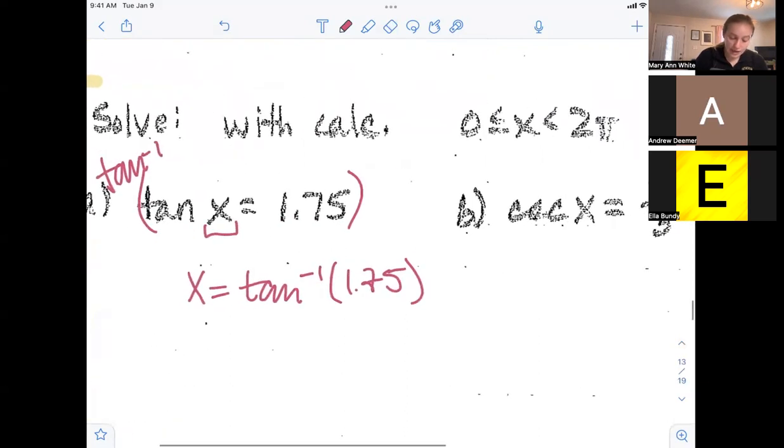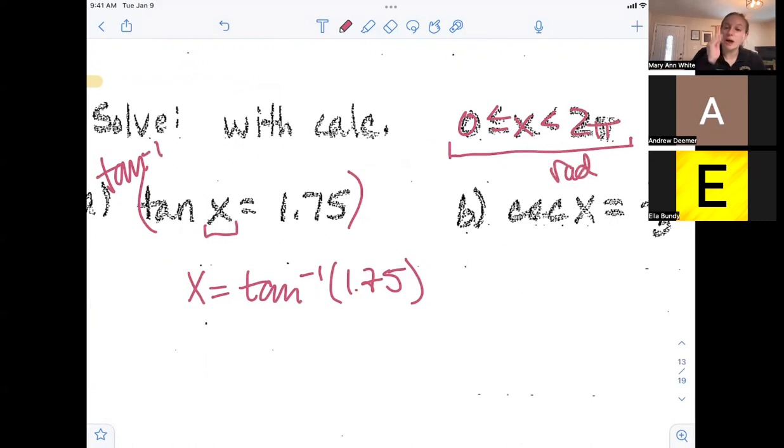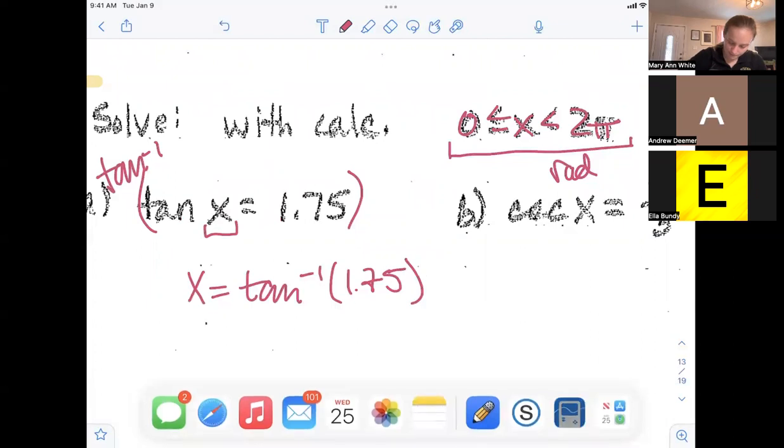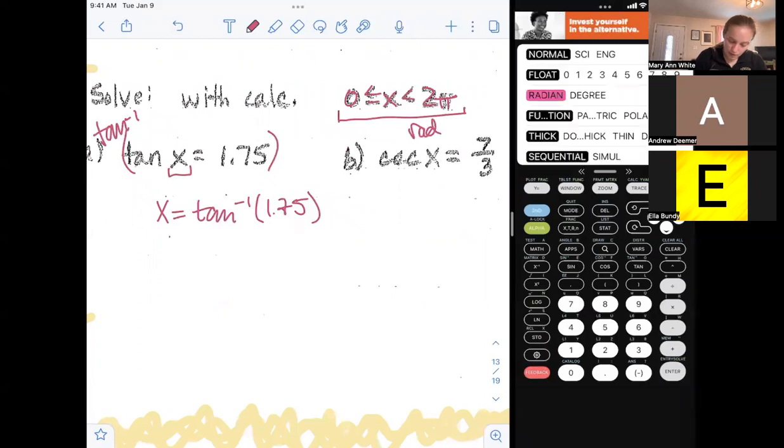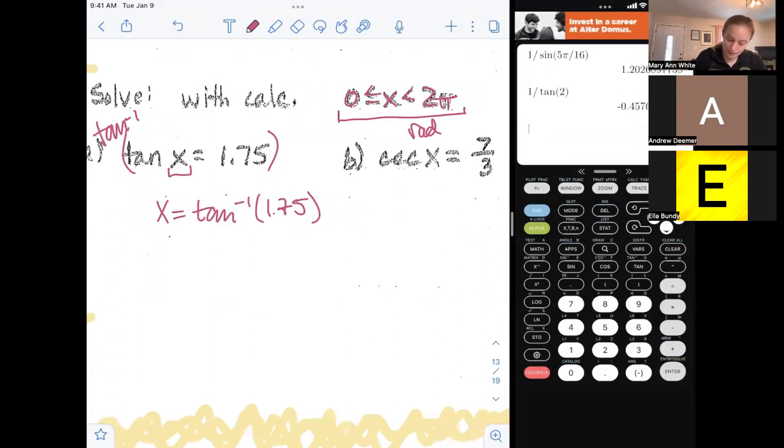Now, one thing it does say is 0 is less than or equal to x, which is less than 2 pi. That means I want it in radians. So I'm going to make sure my calculator is in radians. Let me get my calculator back up. So mode is radians. Okay, I'm good on that. I'm just going to type second tan to get tan to the -1 of 1.75. And my answer is 1.05 radians. We'll just go 2 places this time. X equals 1.05 radians.